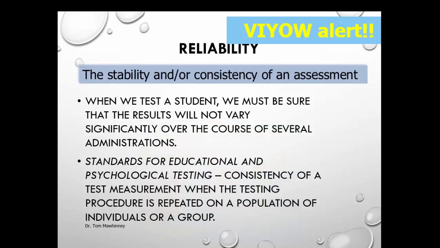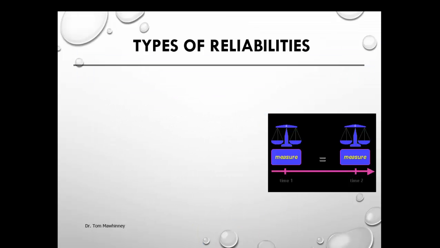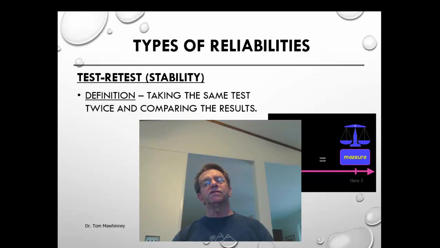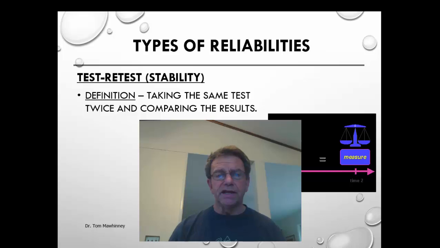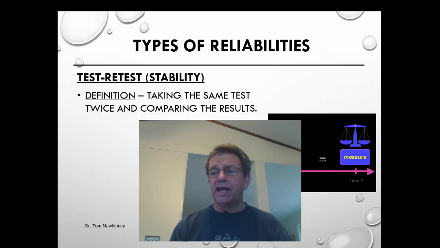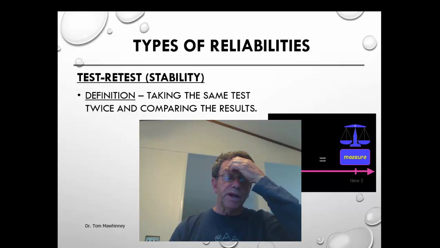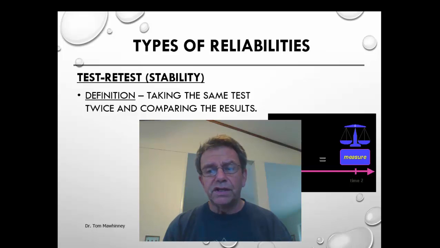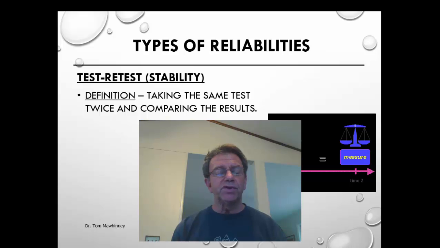consistency when repeated on a group of individuals or a population, that's the definition. Test-retest, or as Popham calls it, stability reliability. It means taking the same test twice and comparing results. So if you gave your midterm test on Monday and then on Thursday gave it again without anything happening in between, you could compare those results. Now, that's what Popham means by this, and what teachers need to take away from this. You wouldn't do that. Of course you wouldn't do that, but that is the definition.